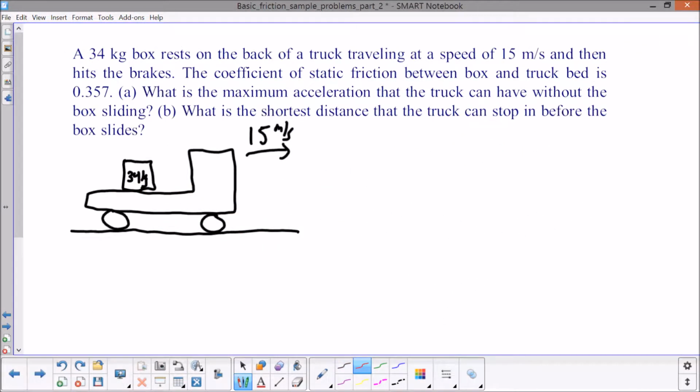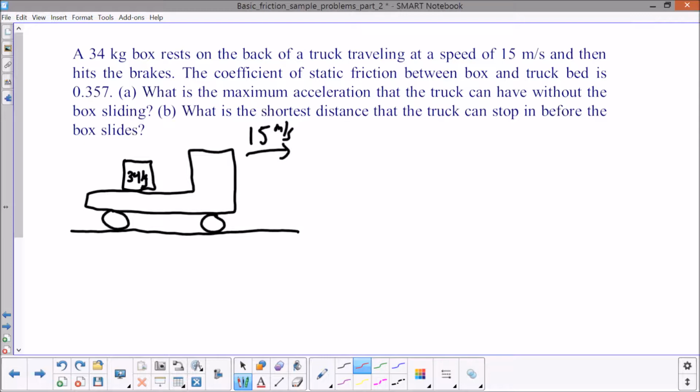In this next problem, there's a 34 kilogram box that's resting in the back of a pickup truck. The truck is traveling at a speed of 15 meters per second, and then the truck hits the brakes. Now, if there was no friction, the box, because it has inertia, was in motion, and so it would want to stay in motion. The truck would be slowing down and stopping, but the box would continue forward.